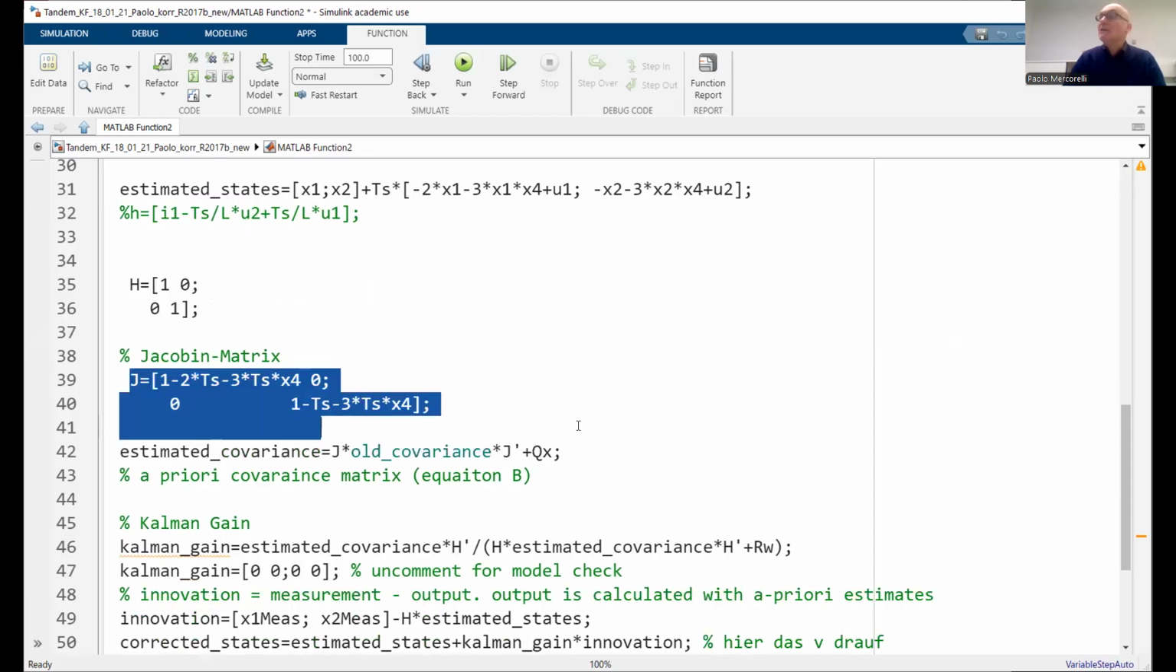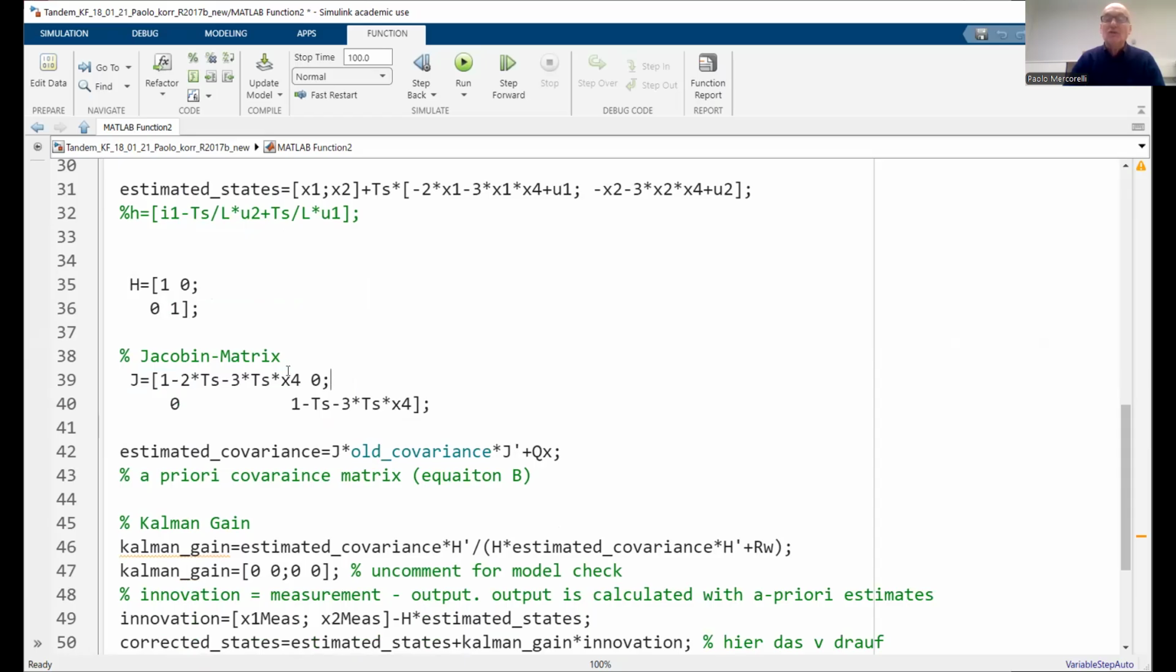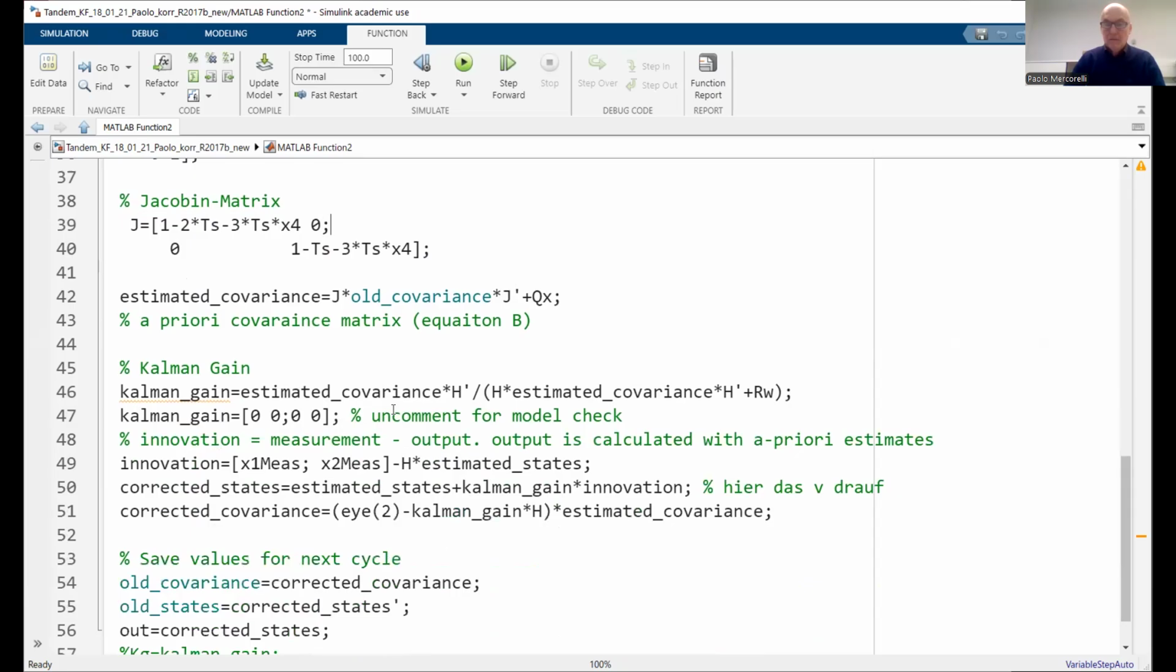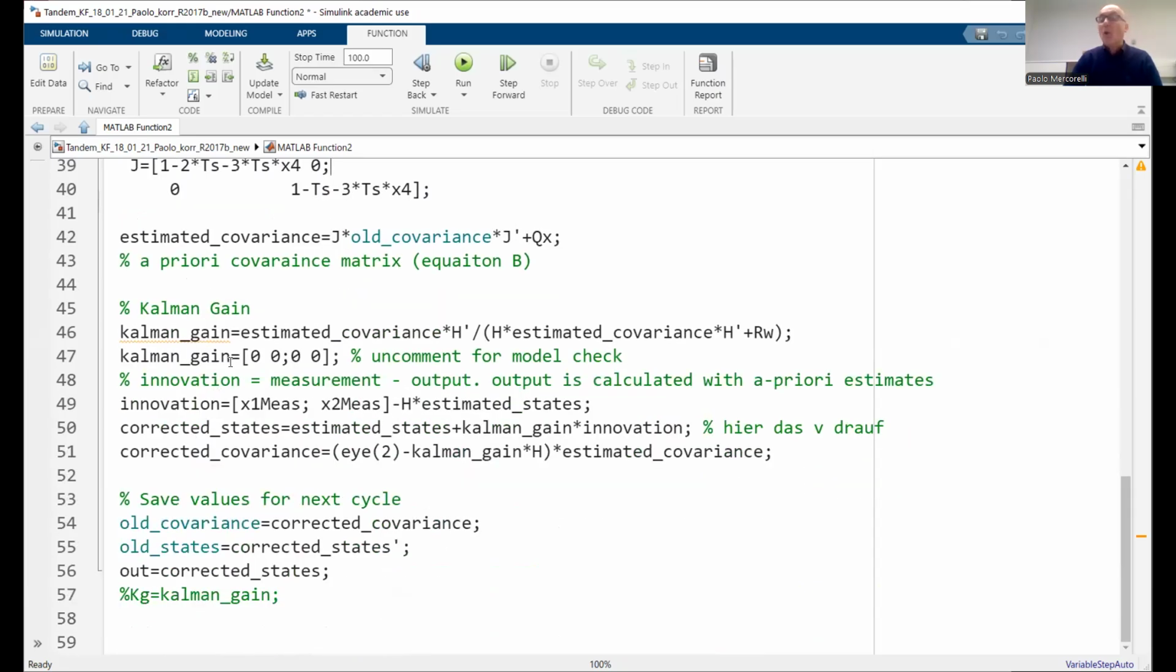The Jacobian, I copied from my analysis. Do you remember here? It was x4 hat. And then the rest is copied. Of course, please pay attention to two things. First of all, we have two measurements. This means it's a vector of two measurements. We can see that the vector is characterized by a semicolon.